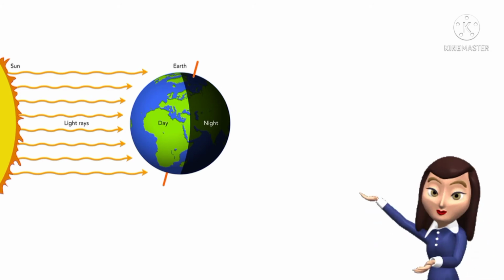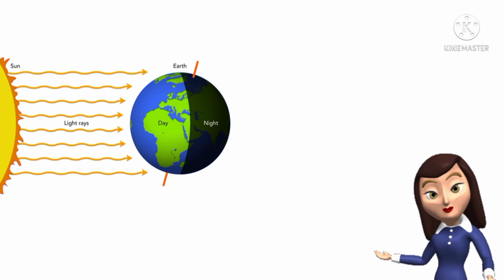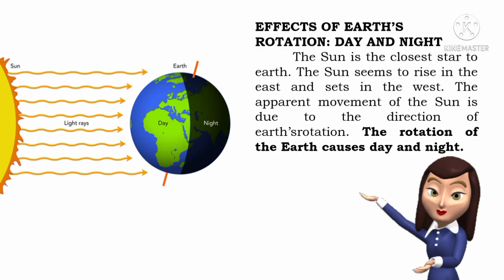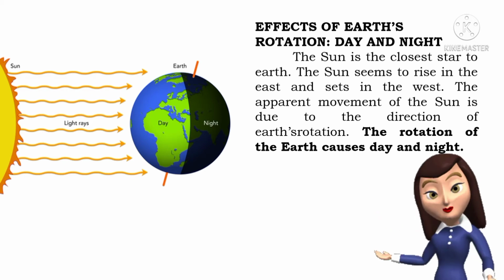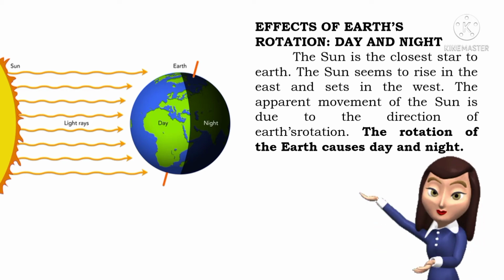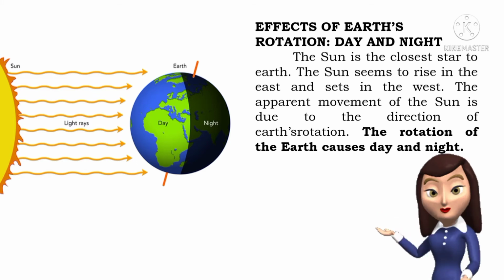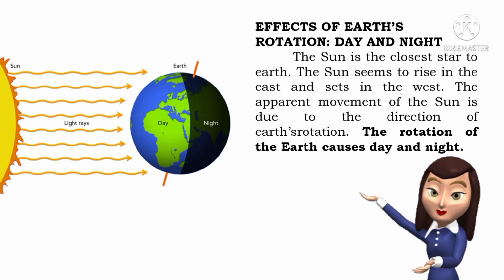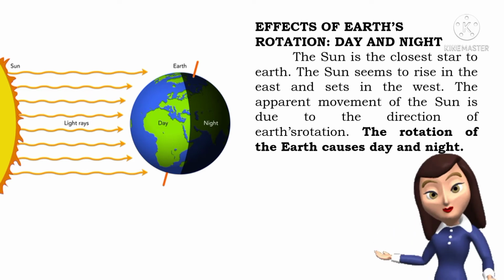What do you think is the effect of the Earth's rotation? Effects of Earth's rotation. The Sun is the closest star to Earth. The Sun seems to rise in the east and set in the west. The apparent movement of the Sun is due to the direction of the Earth's rotation. The rotation of the Earth causes day and night.